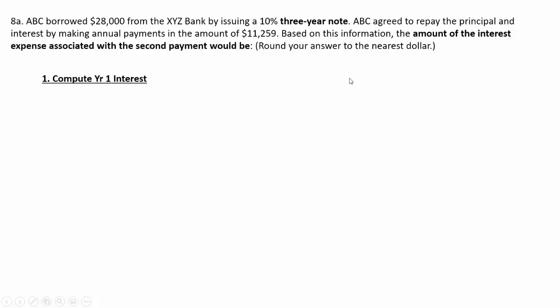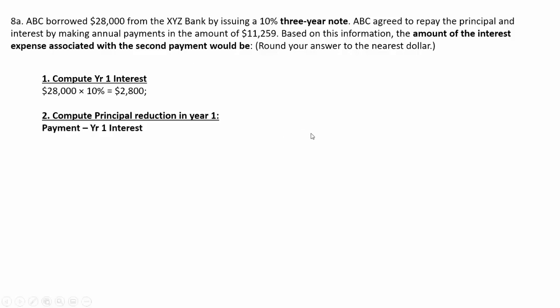Okay, first compute the interest in year 1. You take the $28,000 times 10%. It's a 3-year note, which gives interest of $2,800. Next, compute the principal reduction in year 1. We're making payments of $11,259, and $2,800 of that was interest payment, so the principal payment in year 1 would be the payment we made, $11,259, minus the year 1 interest we just calculated. And so the amount of principal we're paying off of this loan in year 1 is $8,459.